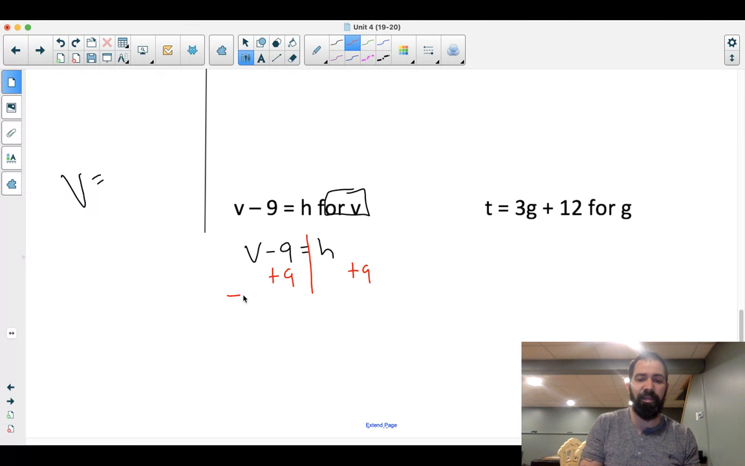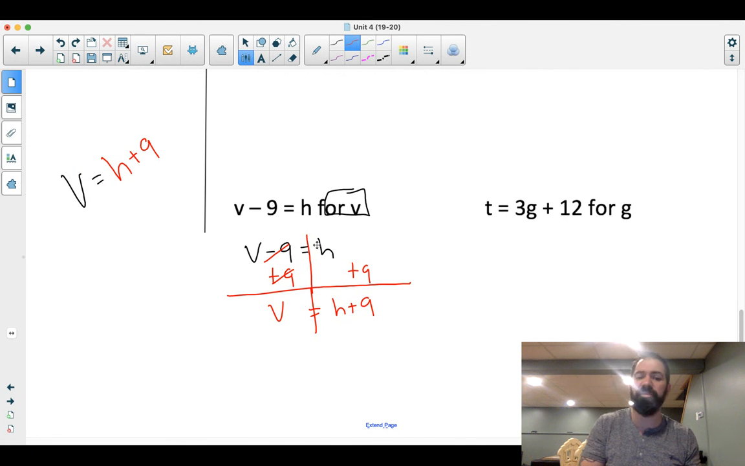And remember, I keep them separate. I can't combine them, so they're not directly vertical. Over here, negative 9 plus 9 is 0. I'm left with V. Then h plus 9. And you are done. V equals h plus 9.